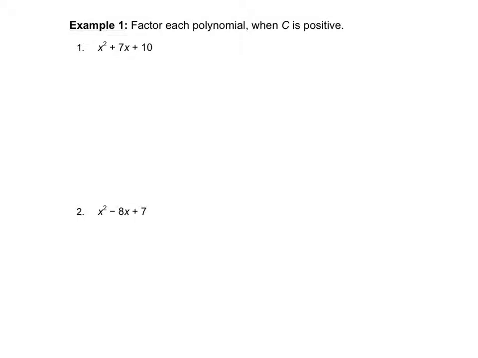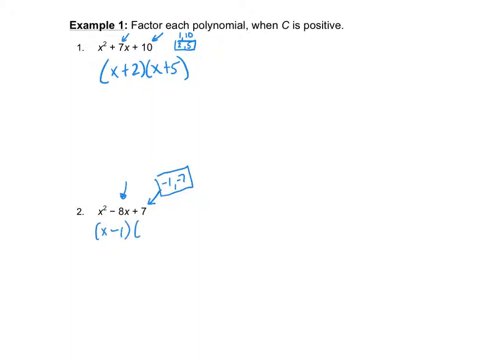So here I need two things that multiply to 10 but add to 7. If you list all the factors of 10, 1 and 10, 2 and 5, that's it. 2 and 5 adds to 7. So my answer is x plus 2, x plus 5, or x plus 5, x plus 2, it doesn't matter. Okay, next one, we need two things that multiply to 7. The only two things that multiply to 7 are 1 and 7, but they need to add to negative 8. If they multiply to a positive, they're either both positive or both negative. So negative 1 and negative 7 adds to negative 8. So it'll be x minus 1, x minus 7. And again, do FOIL, you'll get back to the original.